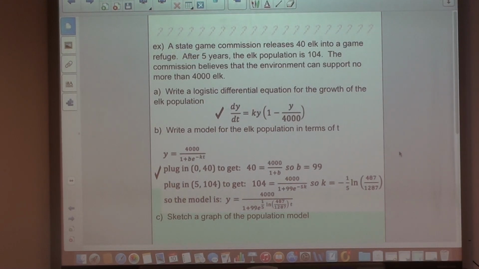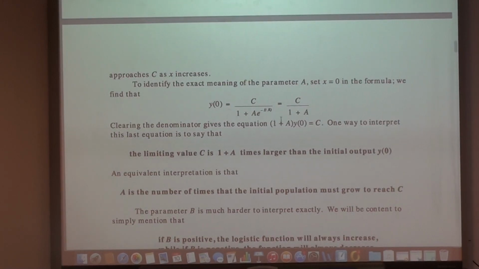The only thing that I found to explain the B and the K is that they have it written as A, which is like your B. They said that the limiting value C, which is our L, is 1 plus A times larger than the initial output. So if we took the initial value and multiplied it by 1 plus B, we would get C, which makes sense because you plug in a 0 for t, right?